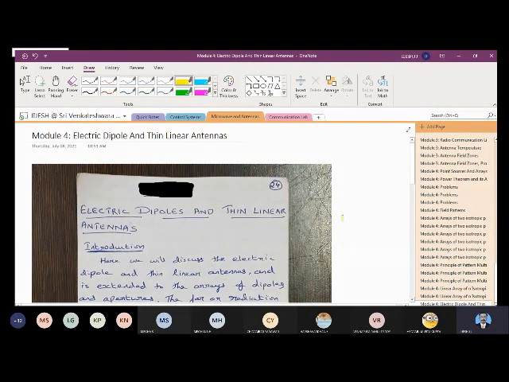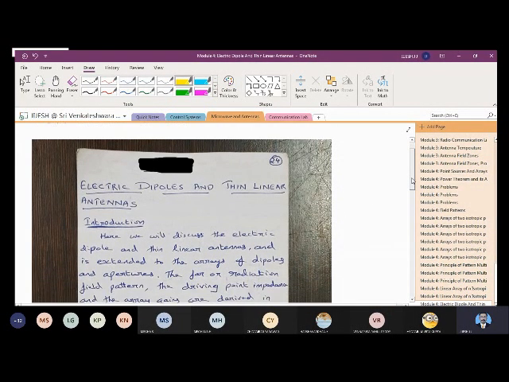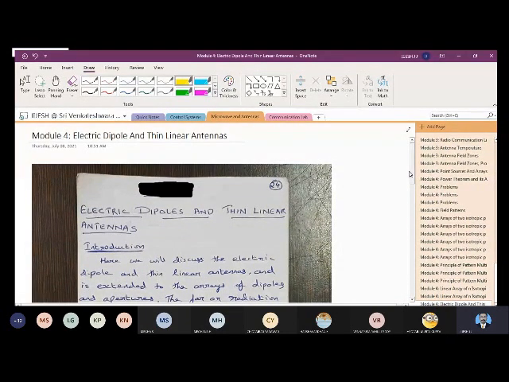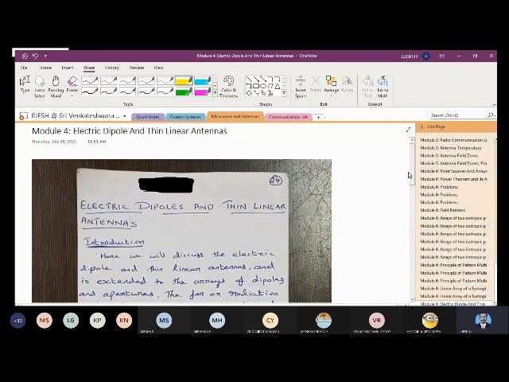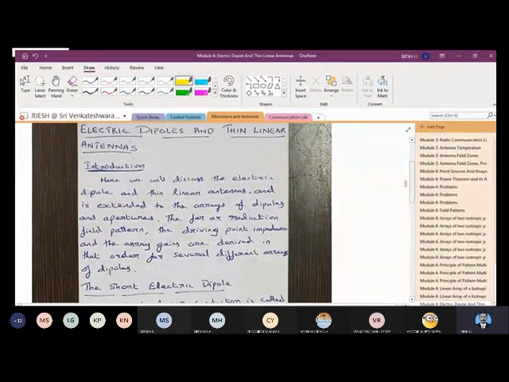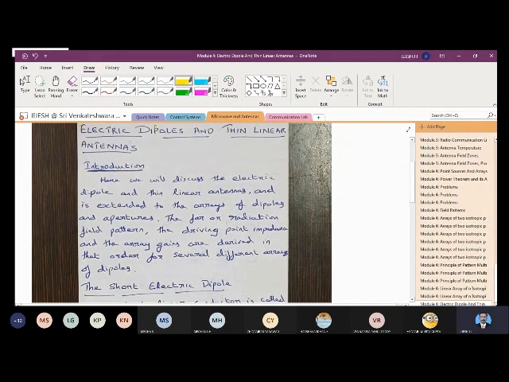The electric dipole and thin linear antennas. So you can write down electric dipoles and thin linear antenna. Here we are going to discuss electric dipoles and thin linear antennas.